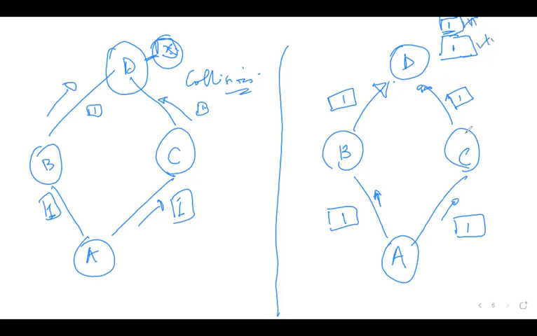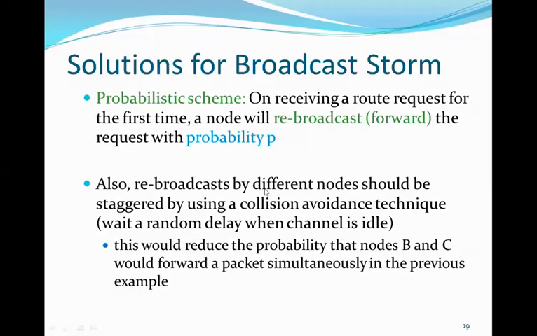Once from B, one is received from this direction, node B, and another one is received from this direction, node C. So here you can see that there are two frames actually received at node D, that sequence number is 1. So now moving toward its solution.